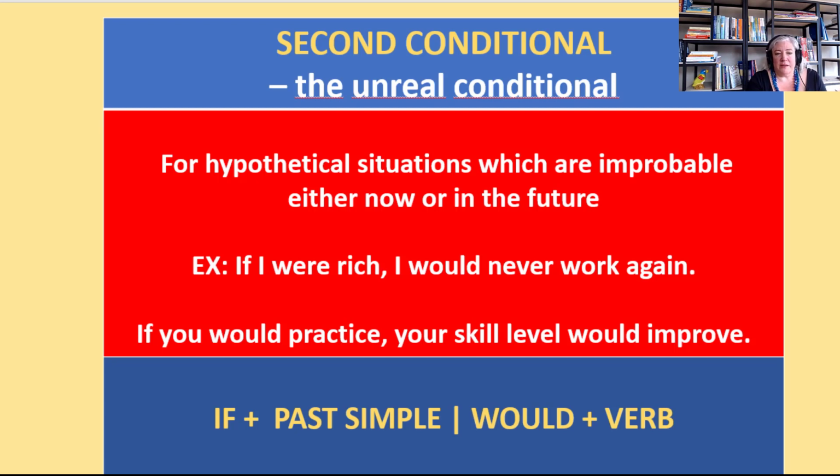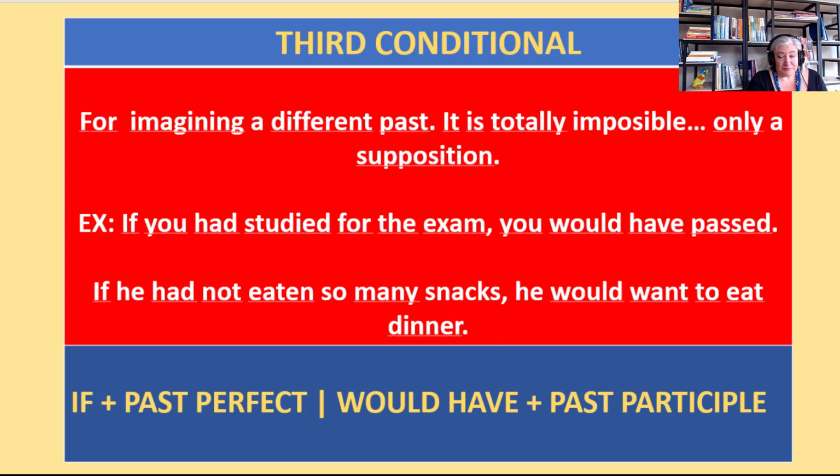For example, if I were rich, I would never work again. Not really true, but I'm just giving an example. If you would practice, your skill level would improve. On the one side of the equation, we have if plus the past simple. On the other side, would plus the verb.